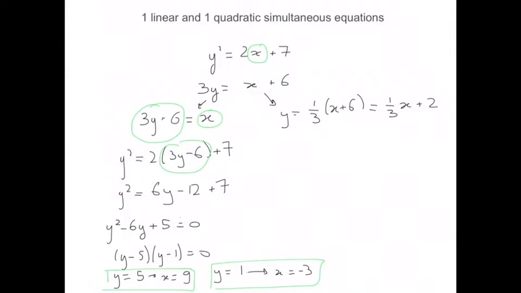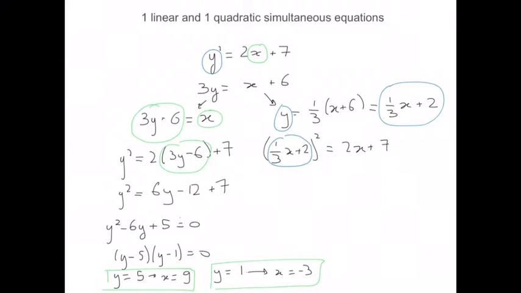Let's now see what happens if we use this substitution instead. So if we change y in this equation to rewrite it as a third of x plus 2, we get (a third of x plus 2) squared is equal to 2x plus 7. You can see that here we've substituted y. We knew that y was a third of x plus 2. So this is what we've written here.